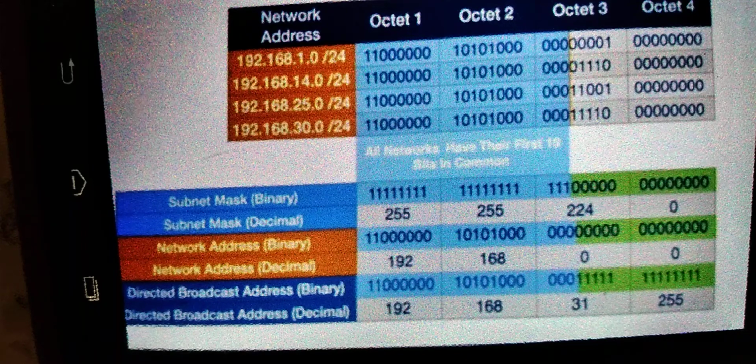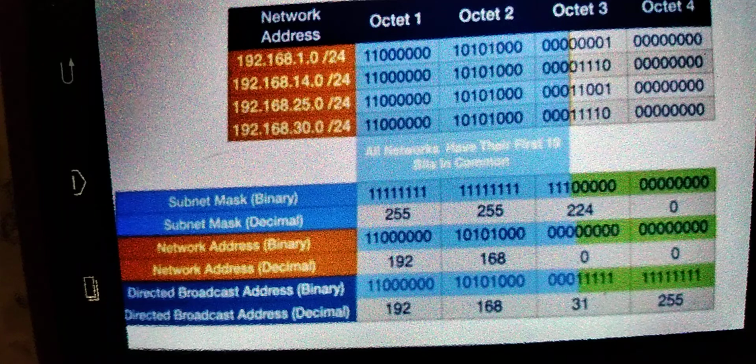If we look at this in binary, now we know that the first octet, as you can see on the screen, is going to be the same, 192. And then the second octet is 168. With the third octet, we might have some bits. They're not the same numbers, as you can see. The third octet, we have 1, 14, 25, and 30. So there are going to be differences in there. But let's see if we can find any bits in common.